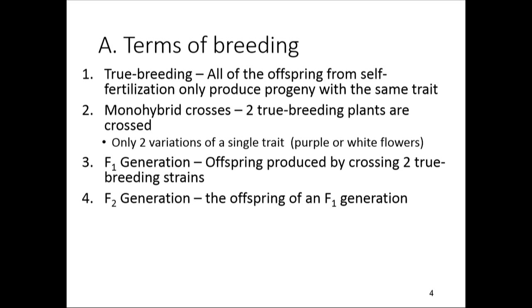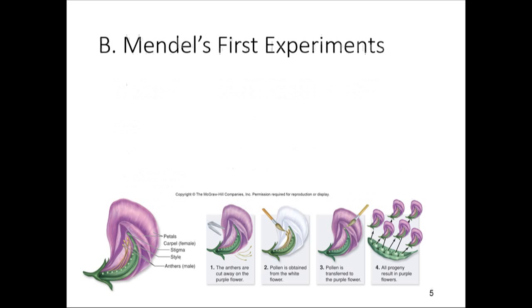In this cross, you only have two variations. So we have purple or white flowers. They're both true breeding, meaning if they're self-fertilized, they will create only purple flowers or only white flowers. But when you cross them, that's when you now have a monohybrid cross. The first generation of a monohybrid cross is called the F1 generation. And then the F2 generation is when you take members of the F1 generation and have them self-fertilize.